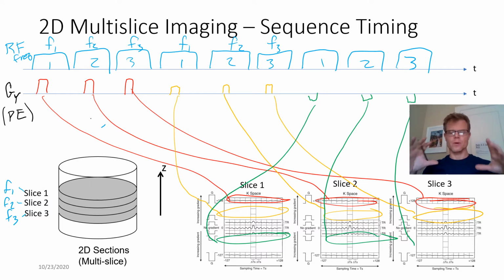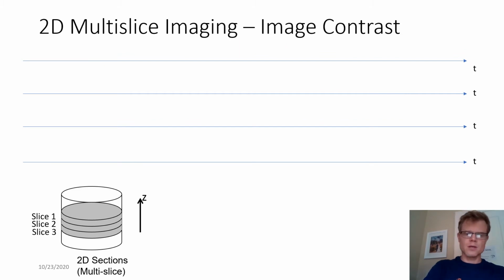Okay, so we took what was just acquiring data for a single 2D slice, and then we're going to interleave. So we'll acquire part of the data for slice 1, part of the data for slice 2, and so on. And then after we're done with that, move back to slice 1, acquire the next part of the data, slice 2, that next part of the data, and so on. So this turns out to have some important effects on image contrast.